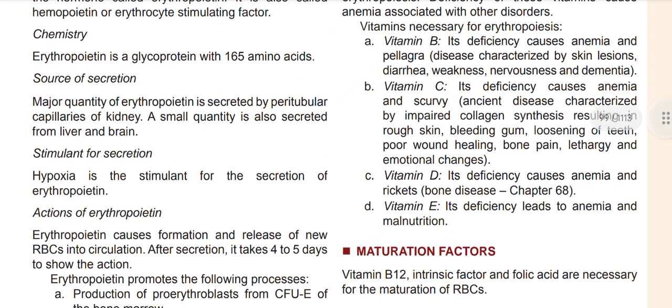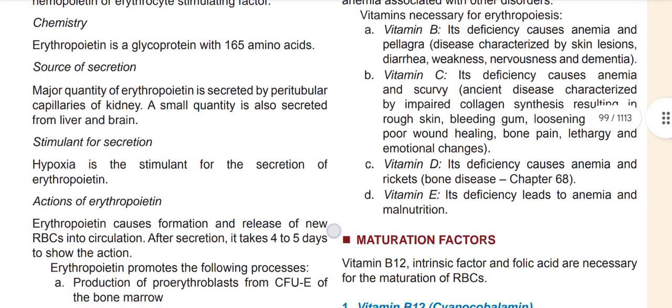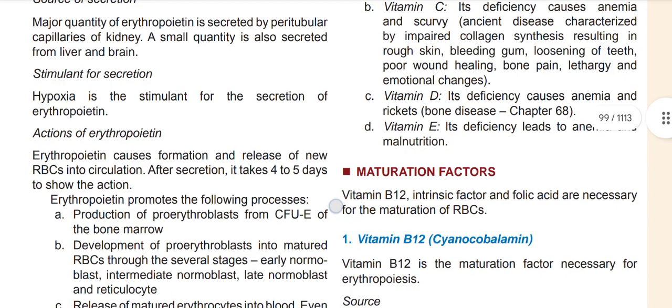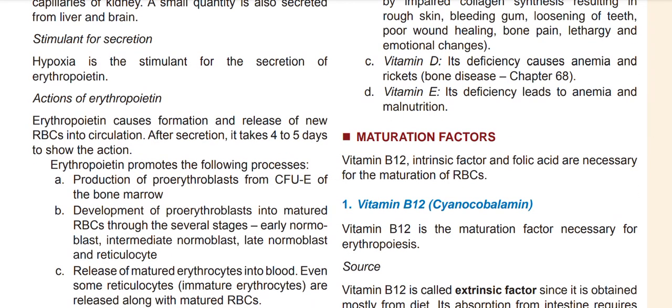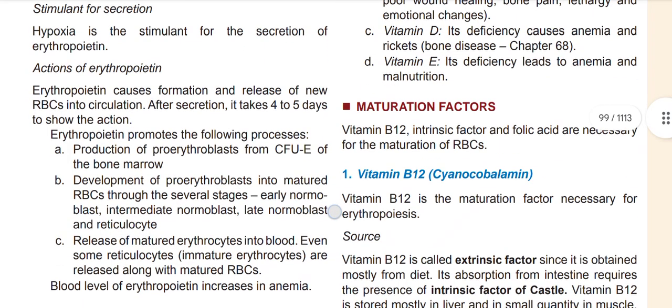Stimulant for secretion: hypoxia is the stimulant for the secretion of erythropoietin. Now, actions of erythropoietin. Erythropoietin causes formation and release of new RBC into circulation. After secretion, it takes 4 to 5 days to show the action.